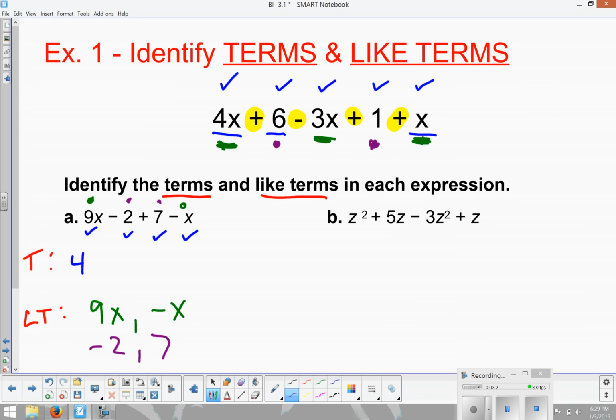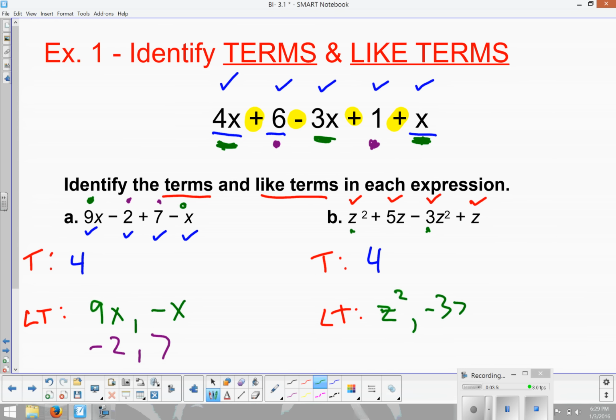Now for B, the terms that we have here, let's go ahead and count them. We have z squared, we have 5z, we have negative 3z squared, and z. We also have 4 terms. But let's see how many like terms we have here. Our like terms will be z squared, not 5z, because 5z does not have a square, but negative 3z squared does have a square. So z squared, and the z is going to be 1.